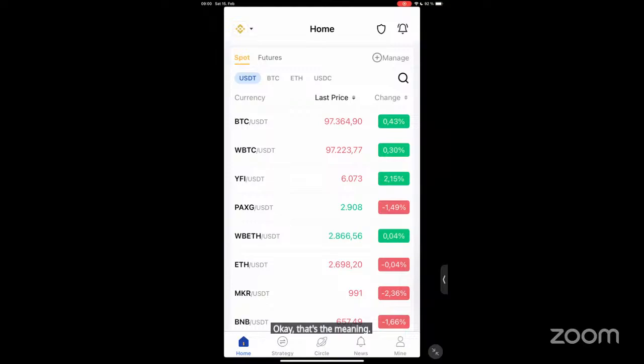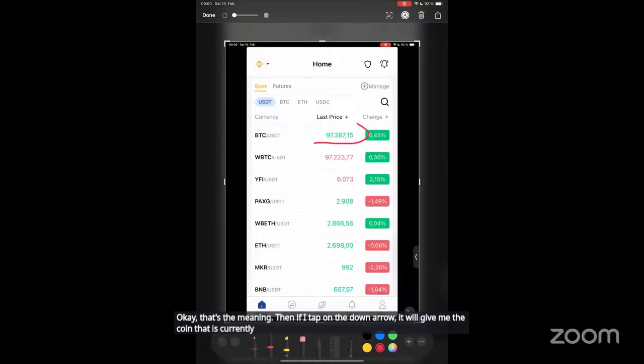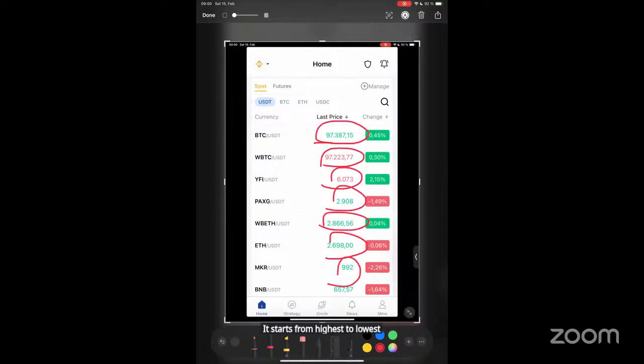Then if I tap on the down arrow, it will give me the coin whose price is currently high. It starts from highest to lowest. Okay. So you see it in that order.